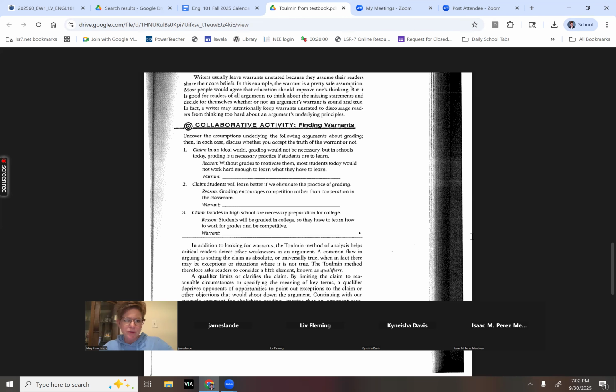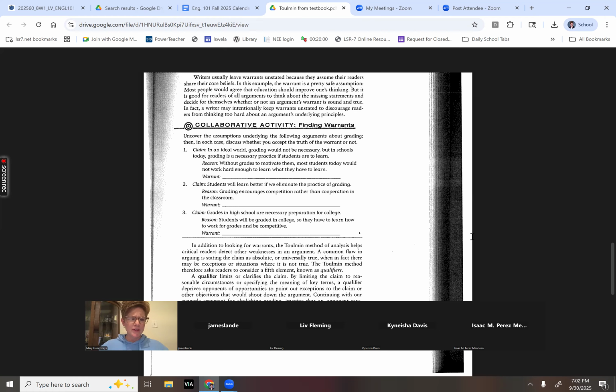Okay, so let's read the claim first. In an ideal world, grading would not be necessary. But in schools today, grading is a necessary practice if students are to learn. Okay, that's their claim that they want to argue, right? That grading is a necessary practice if students are to learn. Okay, the reasoning is without grades to motivate them, most students today would not work hard enough to learn what they have to learn. Okay, what are the underlying assumptions?